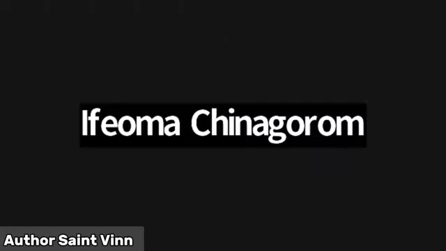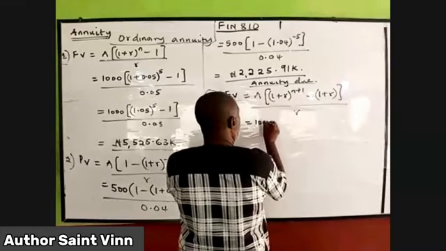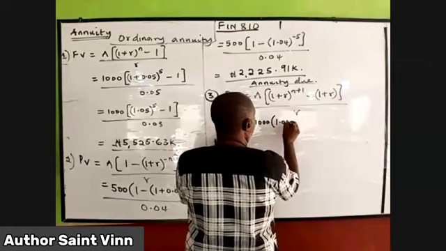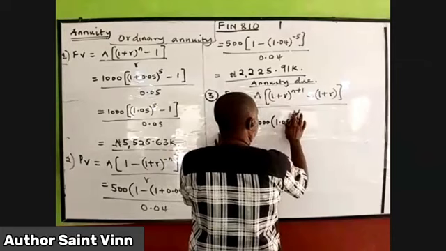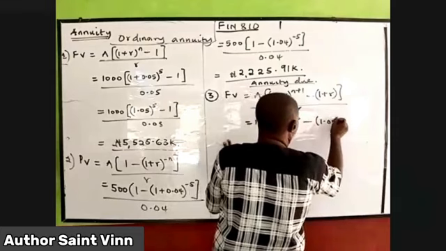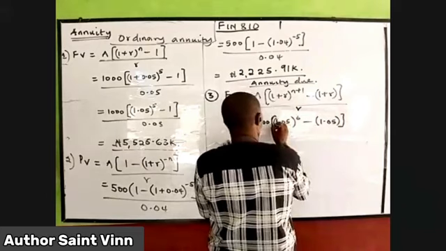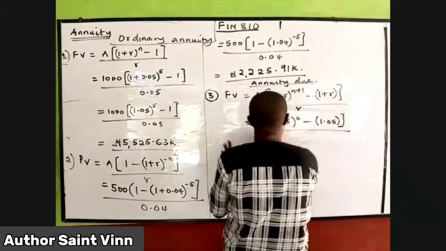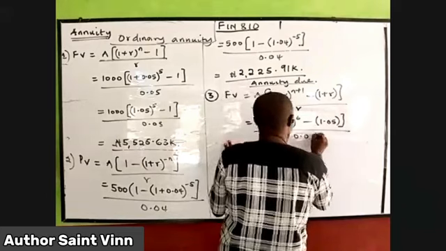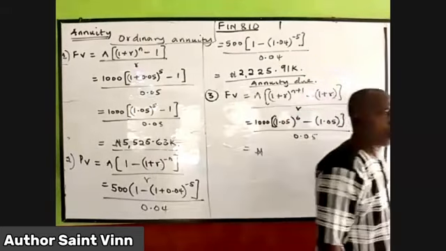Good. So that's how to handle it. We apply 1,000 times 1.05 all raised to power 6, minus 1.05, all over 0.05. That's all. Just press your calculator.